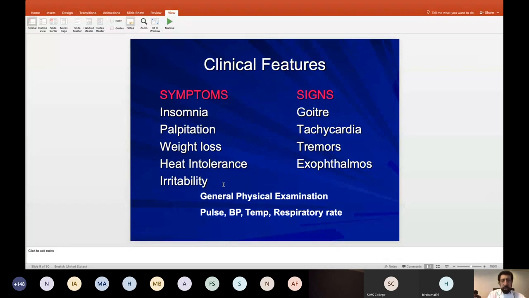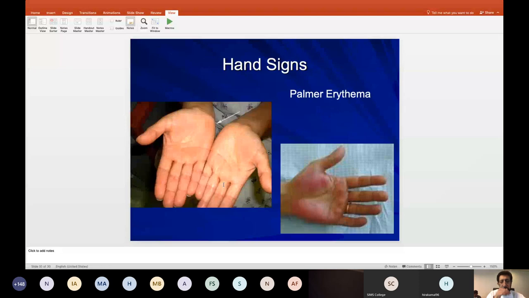So let me show you a few symptoms in the hand. When you see the hands of these patients, there'll be a lot of sweating. Sweating also occurs in people who are very nervous and anxious. But in nervousness and anxiety, the hands will not only be sweaty, they will be cold. In cases of thyrotoxicosis, you have a lot of sweaty hands.